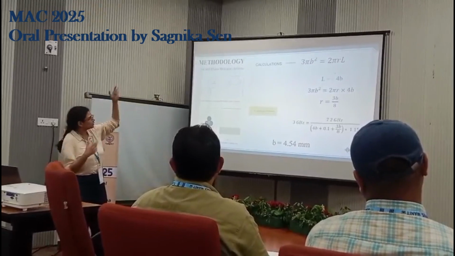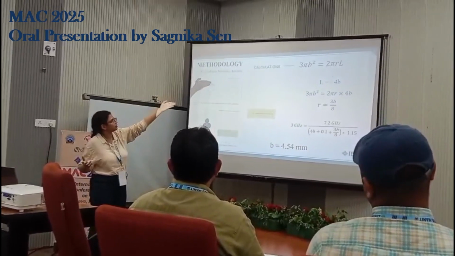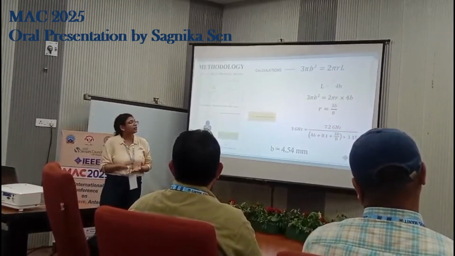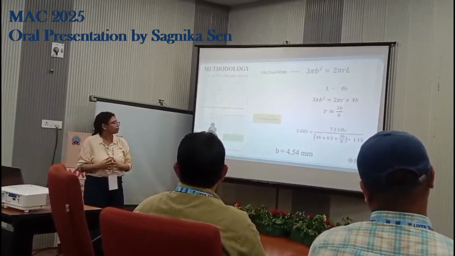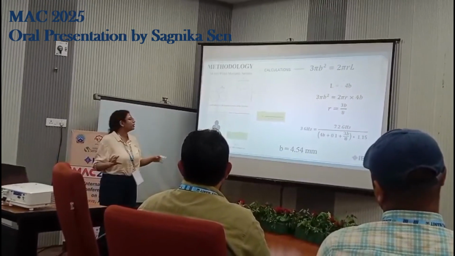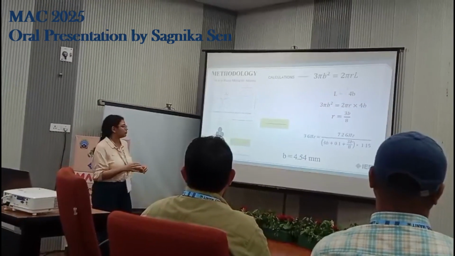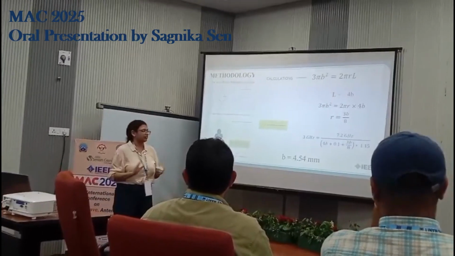In a similar fashion, 3 pi B square is equal to 2 pi RL. But it is worth mentioning that L is approximately equal to 4B. It's not equivalent to 4B. So that accounts for some error in the ultimate simulations. That should be mentioned.